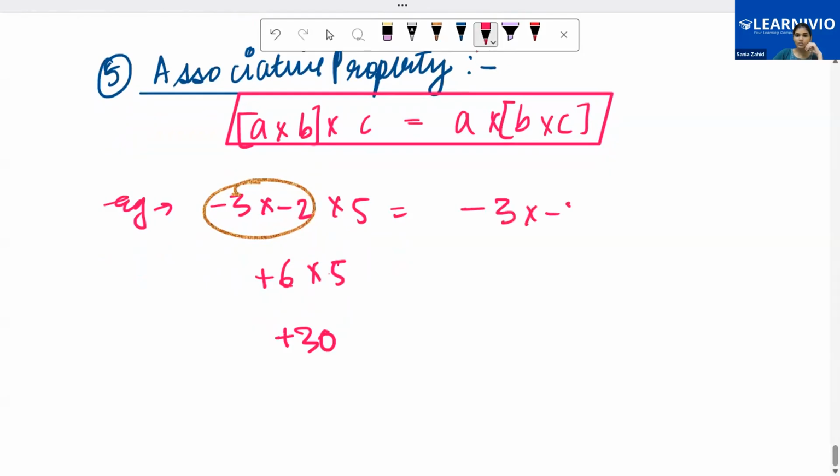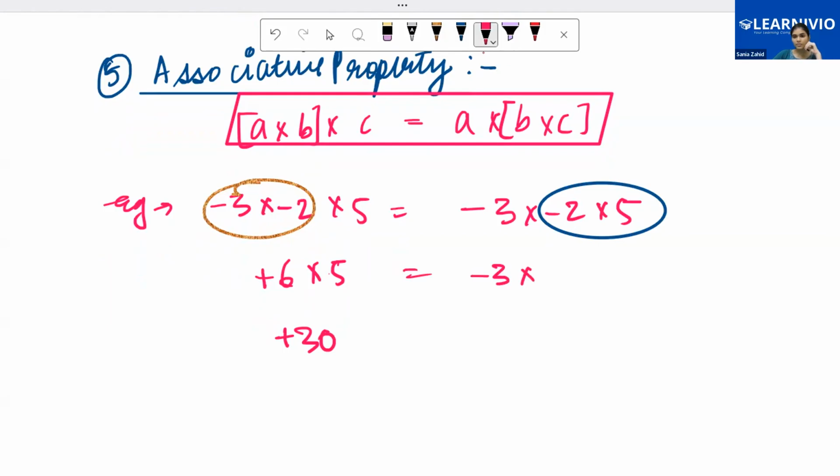Now I grouped these two numbers. If I group these numbers, what will I get? Minus 3 will be, what is minus 2 into 5?